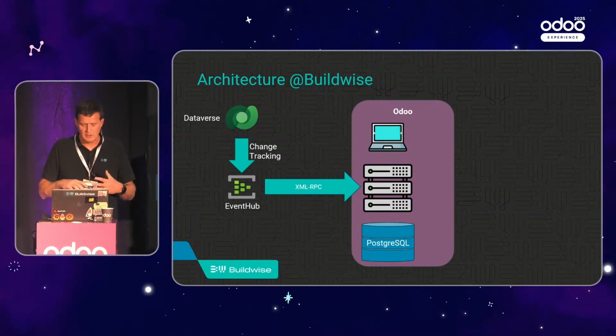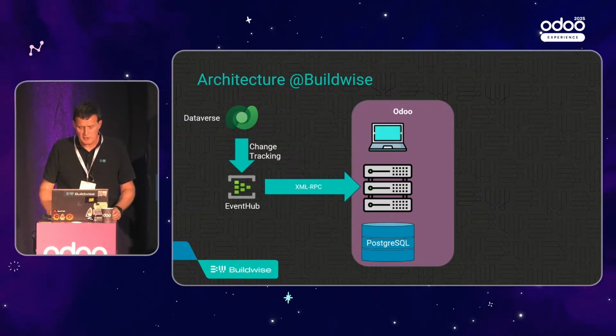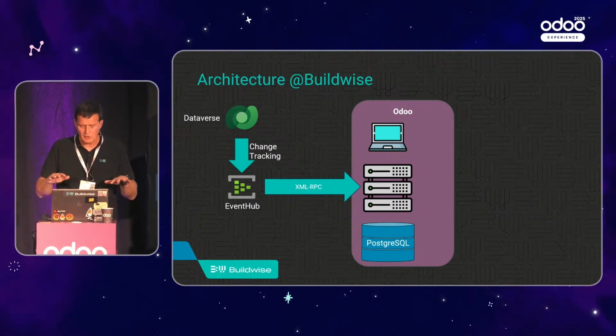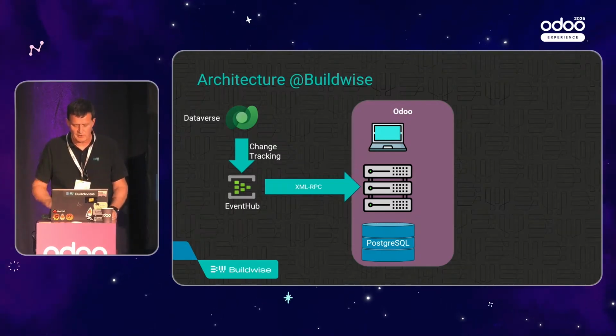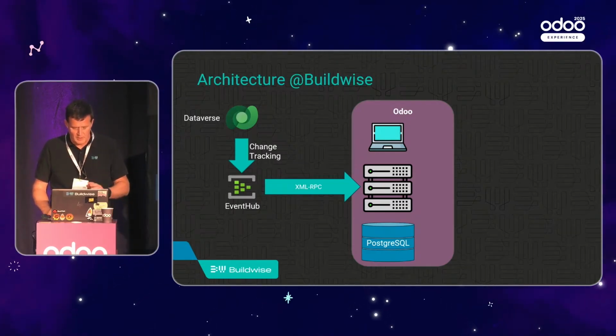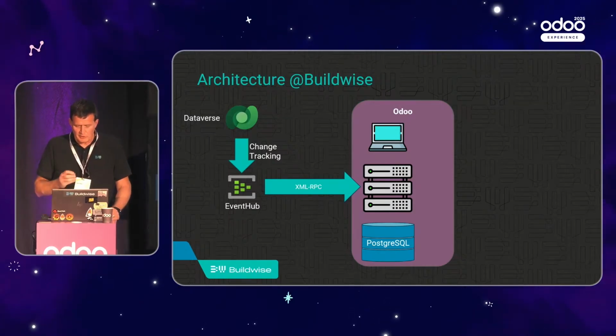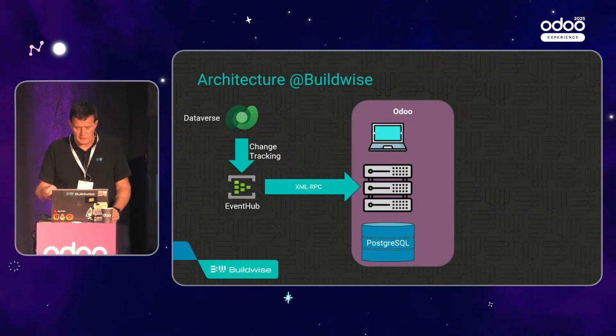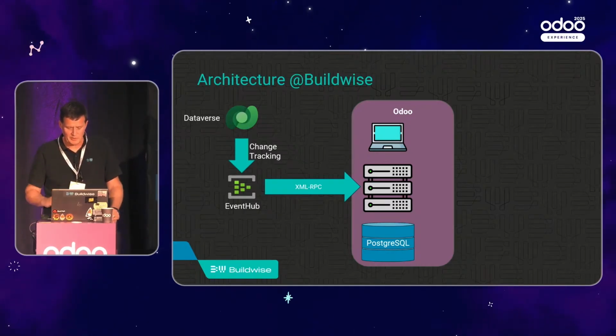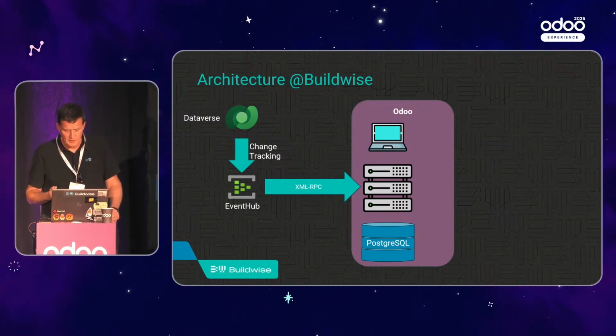We capture this message and we store it in an Event Hub. Event Hub is the Microsoft implementation of Kafka, and so it's very low-priced middleware to exchange events between systems. And then from this Event Hub, we have a service. It's actually a Docker container, which is triggered when you have a new event. And this Docker container is connecting to Odoo using XML RPC.